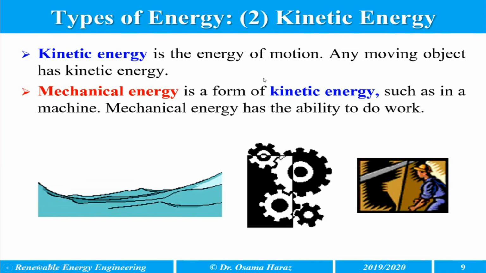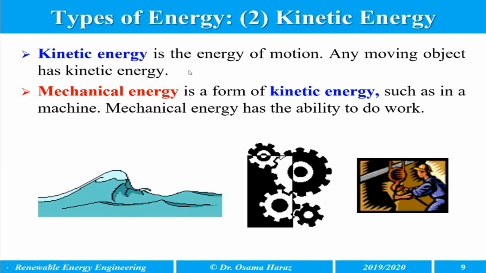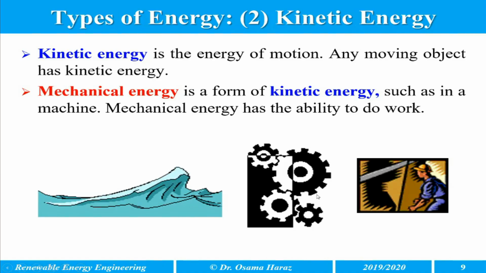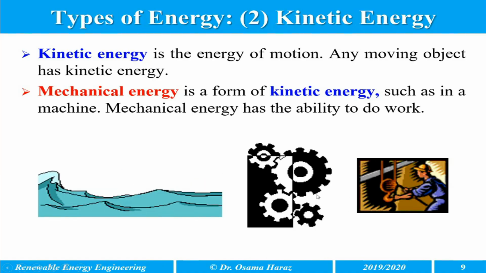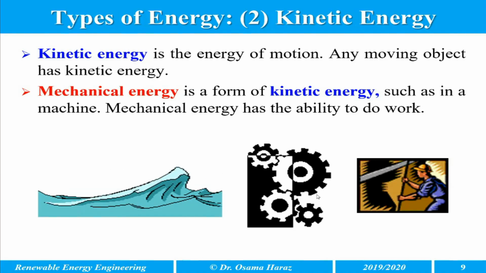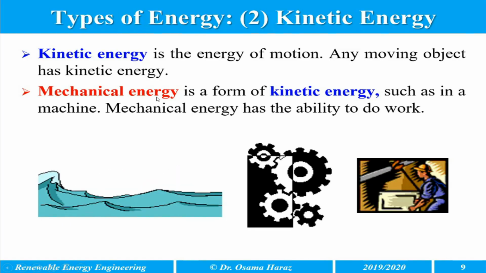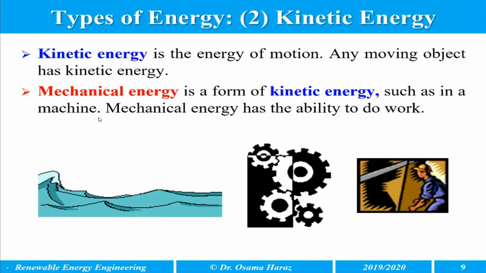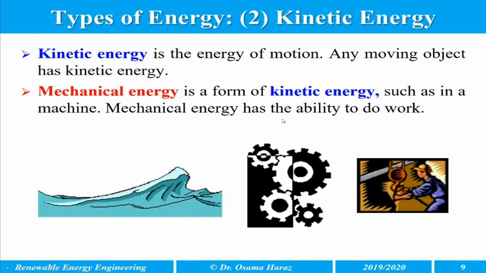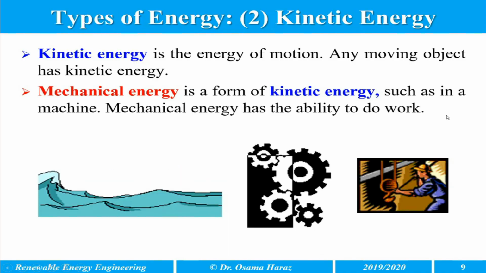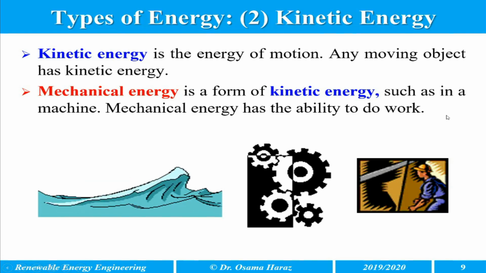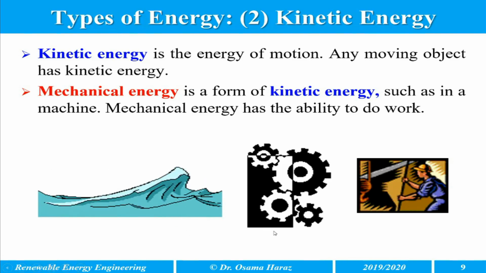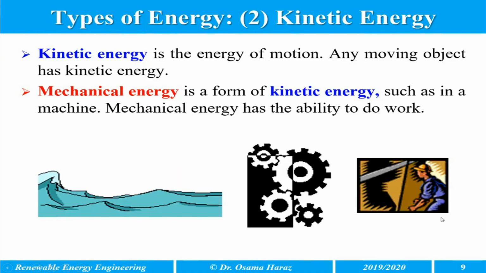Kinetic energy is the energy of motion. Any moving object has kinetic energy. This kinetic energy will hit the turbine and move it to generate electricity. Mechanical energy is a form of kinetic energy, such as in a machine, and it has the ability to do work. This is what happens in the hydroelectric power turbine.